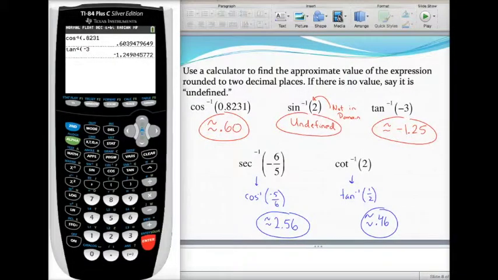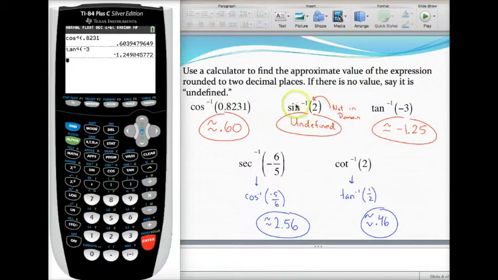Sometimes we're not interested in exact values, and it's okay to use a calculator to just get an approximate value. So I'll show you how to do that in this video using your graphing calculator. I've gone ahead and entered in a couple of these already, the inverse cosine and the inverse tangent, and you can see that that's where I got my approximate values from. I've just rounded to 2 decimal places.